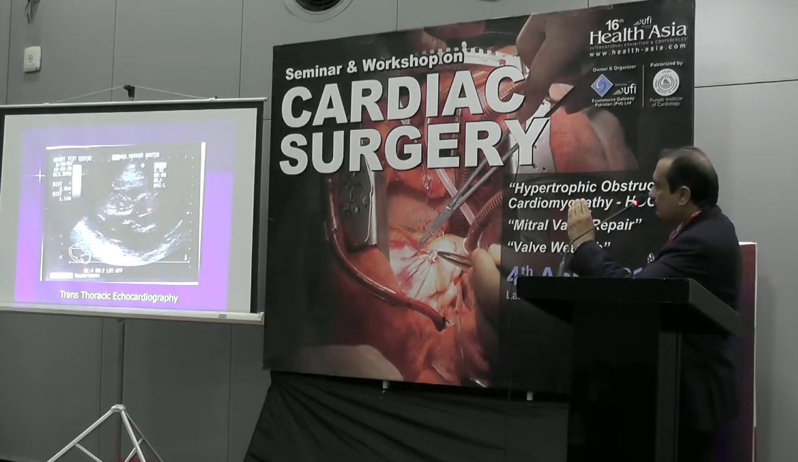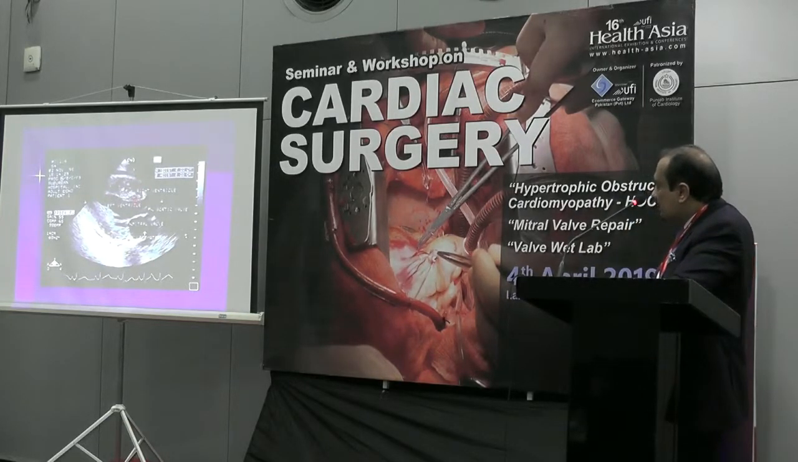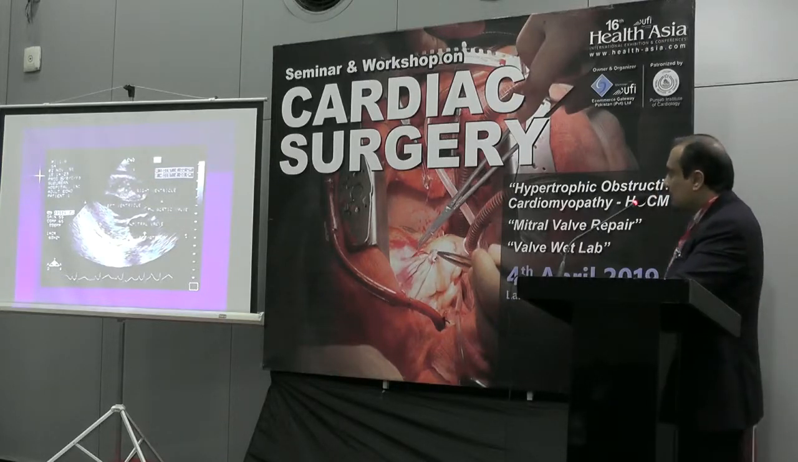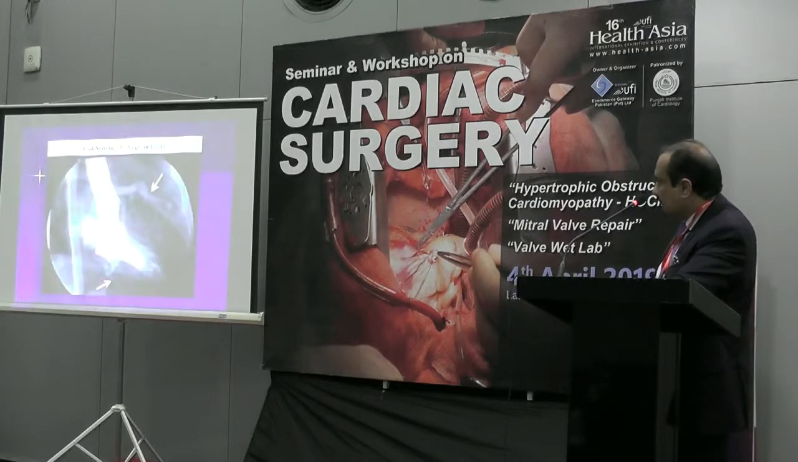So the heart contracts like this, they come together and cause the obstruction at the outflow tract. So again, echocardiographic picture, that's the increased muscle. Usually the width of the septum is about 12 to 13 millimeter, but in HOCM it can lead to about 25, 30 millimeter, which is about 2.5 to 3 centimeter. And this is the mitral valve, that's the aortic valve. So this is where it causes this obstruction.